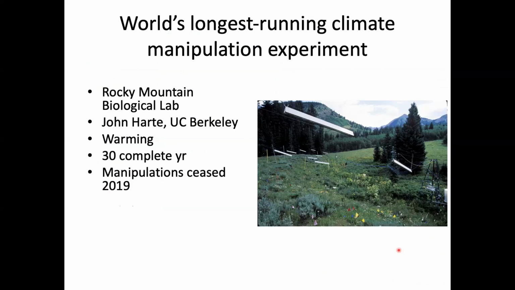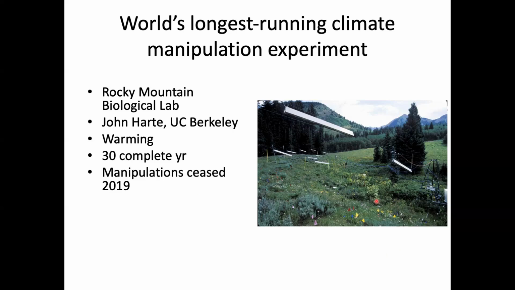Okay, so this experiment has been running for a very long period of time, but it's not actually the world's longest running climate manipulation. That accolade goes to a warming experiment in the Rocky Mountain Biological Lab that was set up by Professor John Harte at UC Berkeley in 1989. So this is a warming experiment over a meadow. And that experiment, so I've had some recent correspondence with John, was run for 30 complete years. So the manipulations there actually ceased in 2019. So another very, very long running experiment.